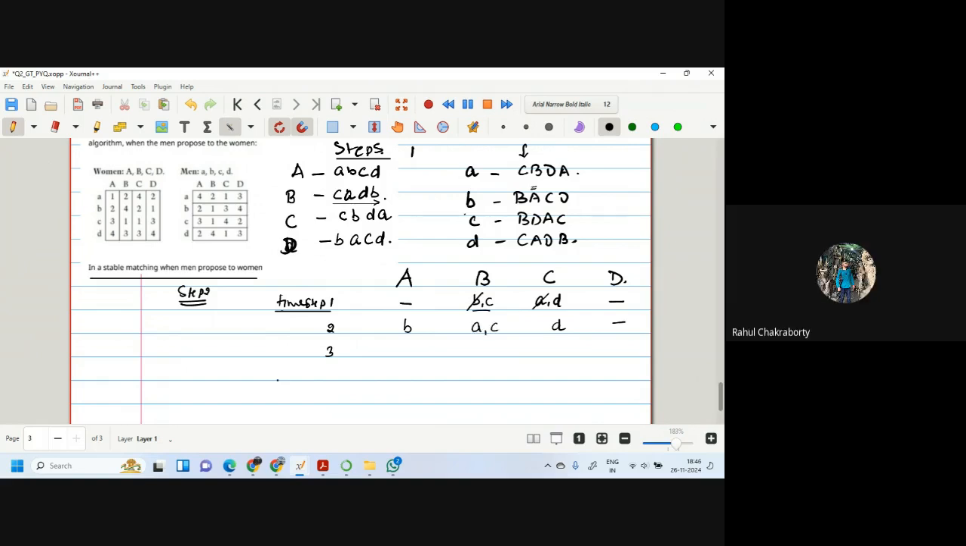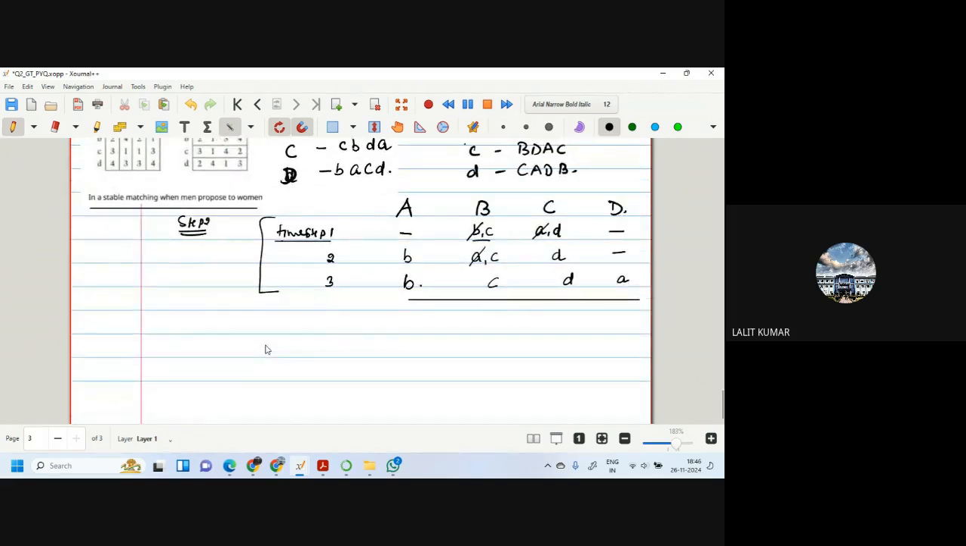A had gone to C. After that, it will come to B. Yes. Now B, C, B, A, C. It will reject A. Now A will go to D, right, and we get a match. Now there is no further step. So in three time steps, we have got the matching: A, B, B, C, D, and D.